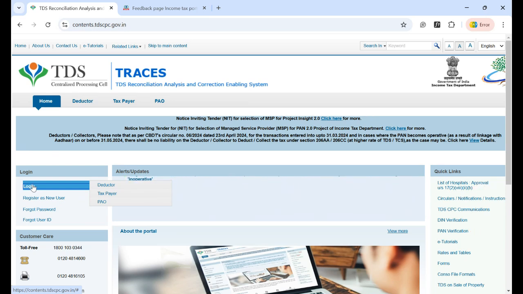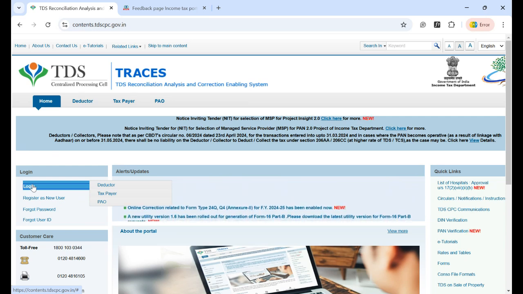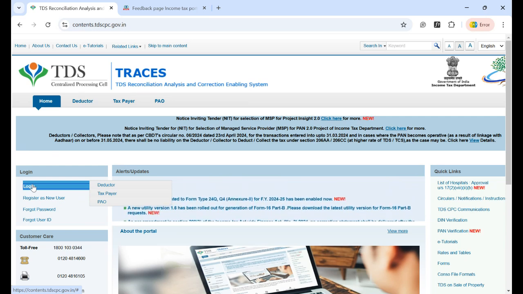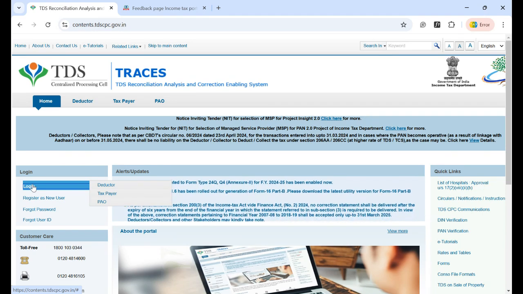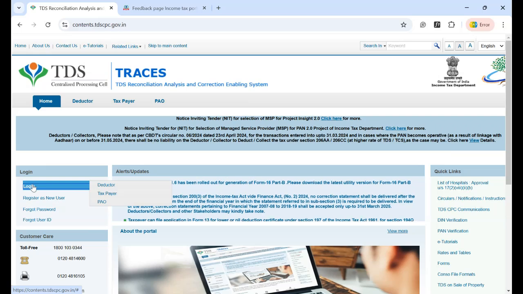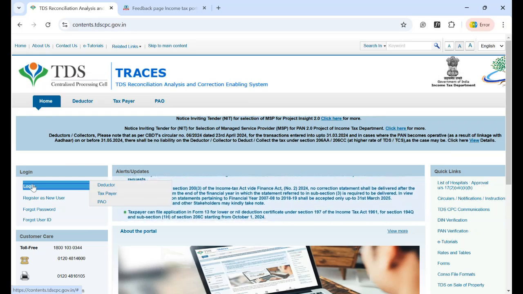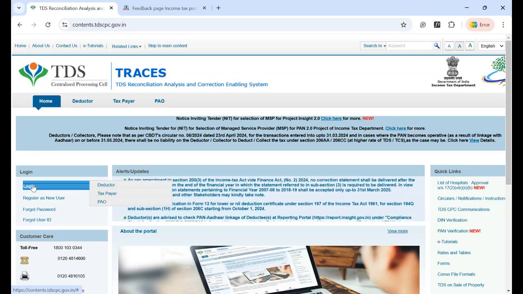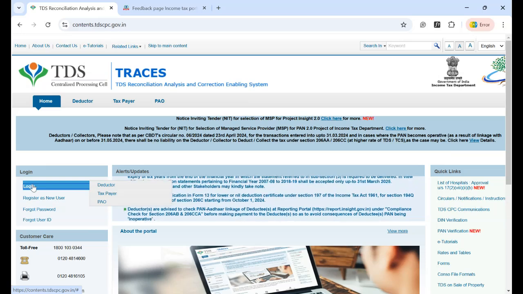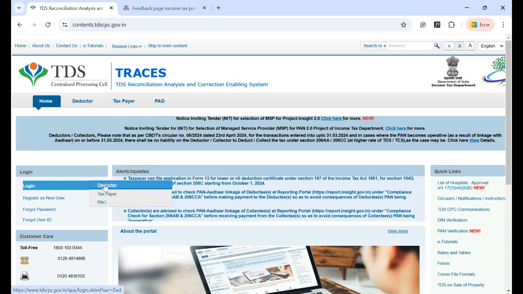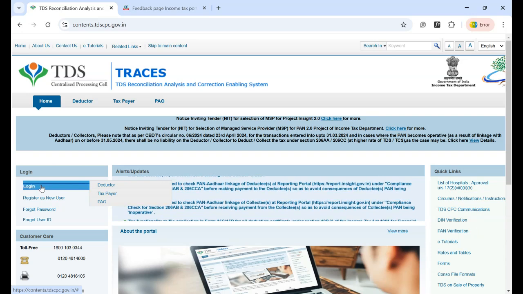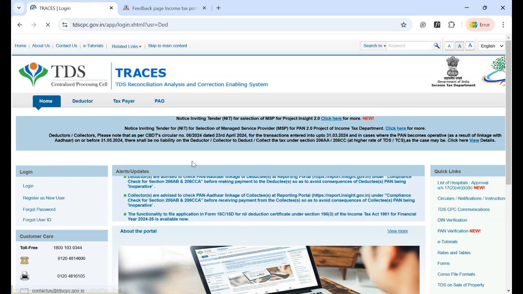There are 3 types of login buttons. Two are important for us. Number 1 is deductor. You log in to the system either as a deductor or as a taxpayer. Since I want to download certificates, and I want to download the consolidated file for corrections, in that case you are supposed to log in as a deductor. So I'm going to log in as a deductor.